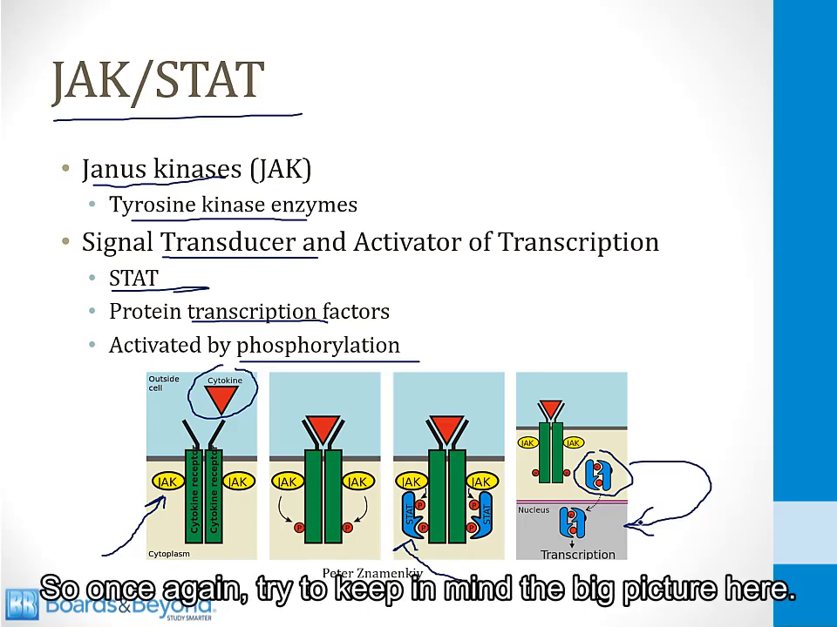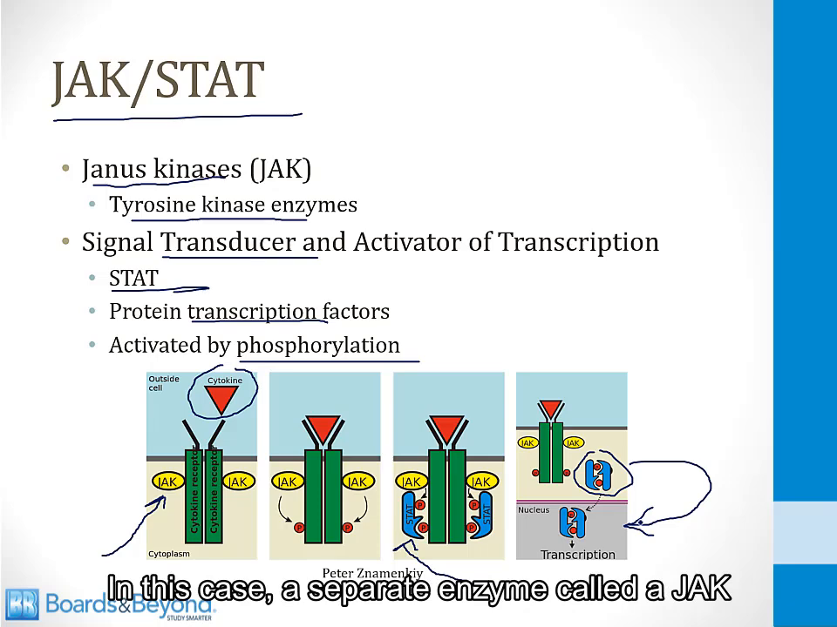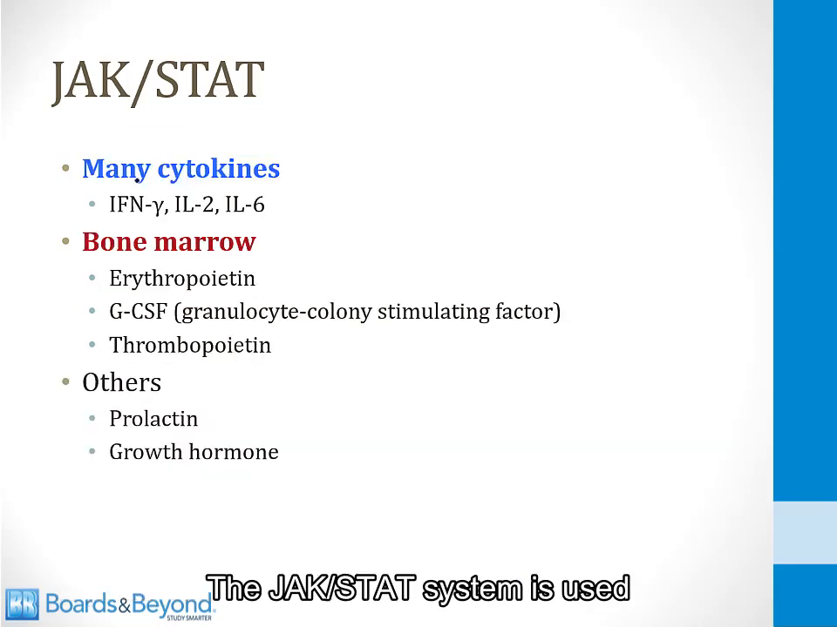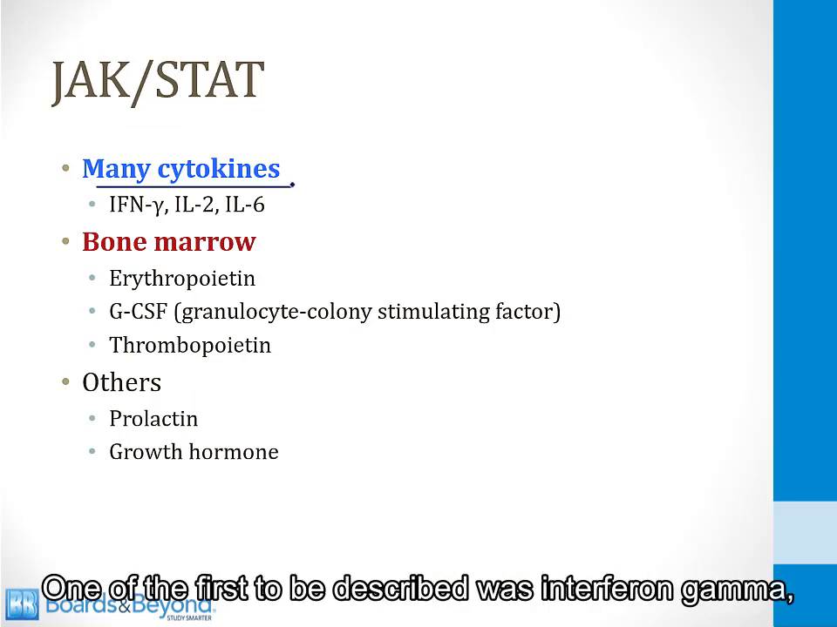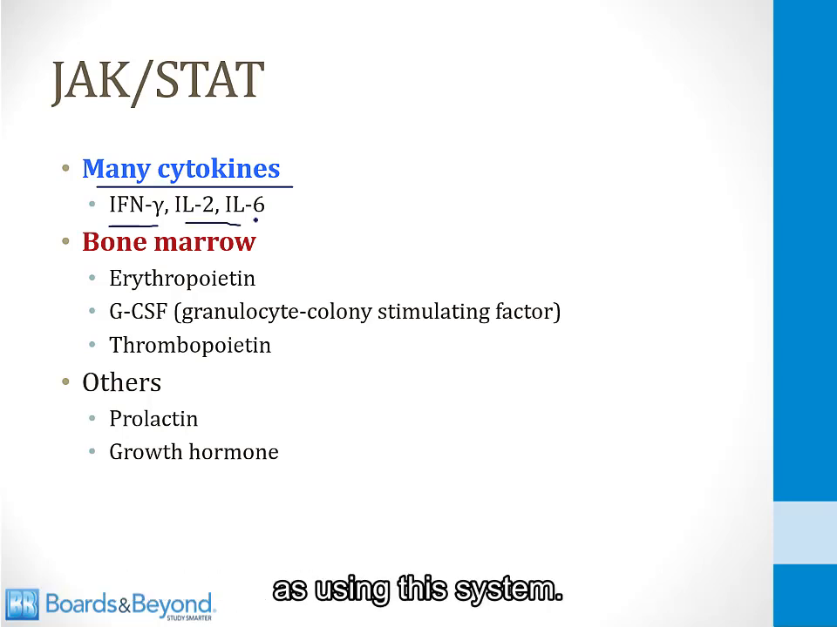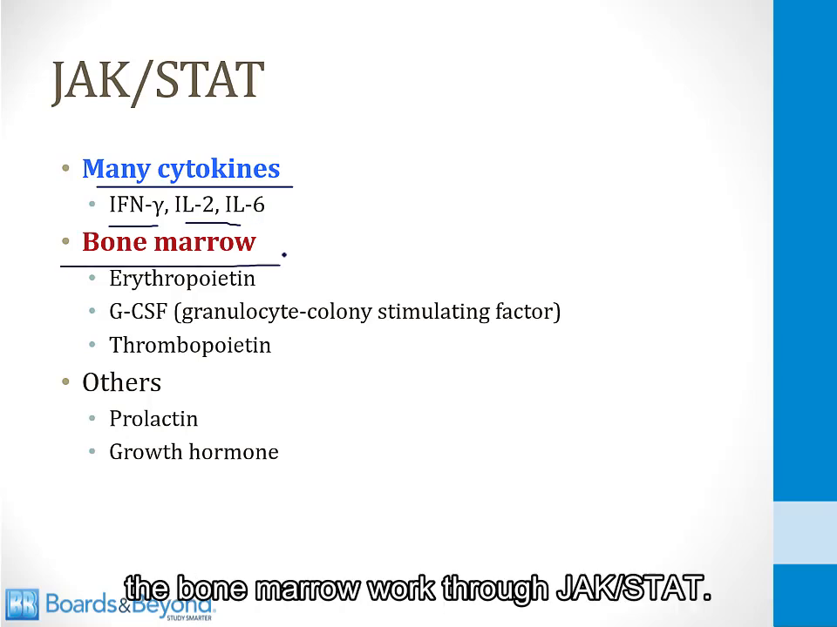So once again, try to keep in mind the big picture here. We are working through tyrosine phosphorylation here. In this case, a separate enzyme called a JAK is phosphorylating a separate protein called a STAT. The JAK-STAT system is used as a signaling pathway for many cytokines. One of the first to be described was interferon gamma, but IL-2 and IL-6 have also been described as using this system. In addition, many substances that stimulate the bone marrow work through JAK-STAT.